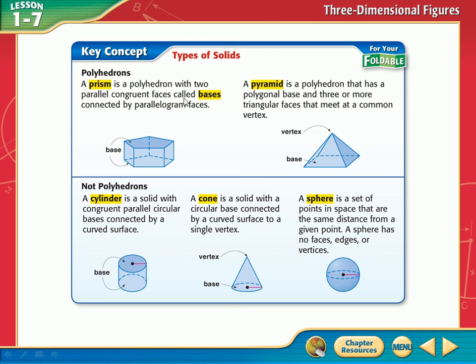Look at this. Look at a pyramid. Look at the difference between a prism. They both start with P. Sometimes I even get them mixed up a little bit when I say them. I got to think about it. A prism, it's got 2 bases. It's got a top and a bottom, right? And all the sides go straight up and down.